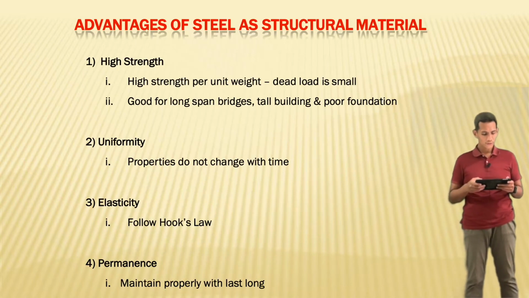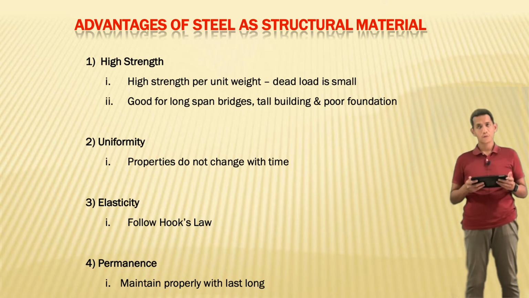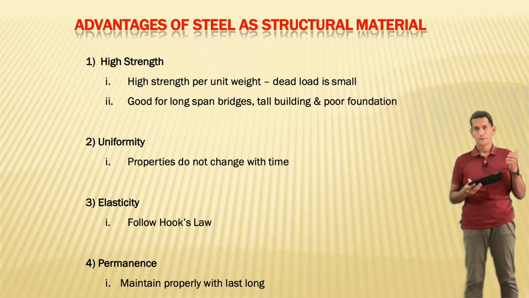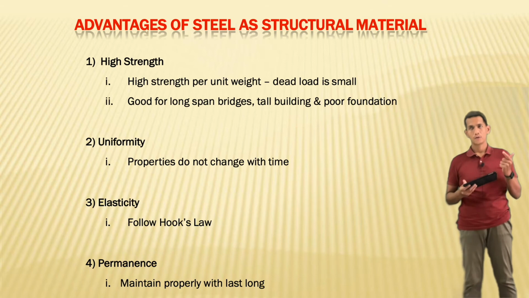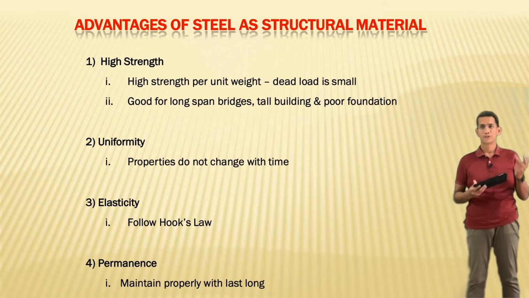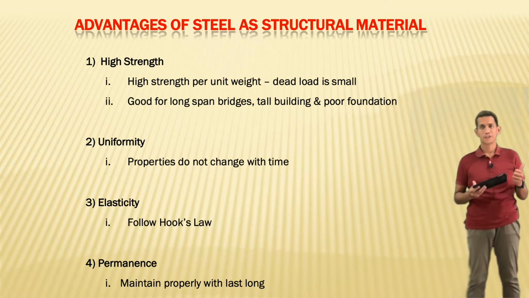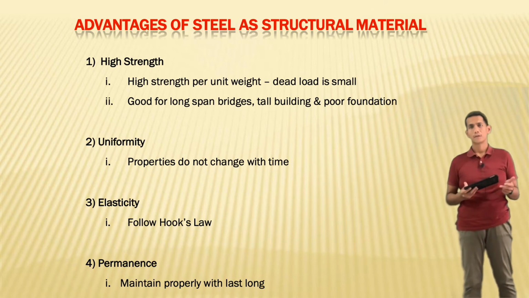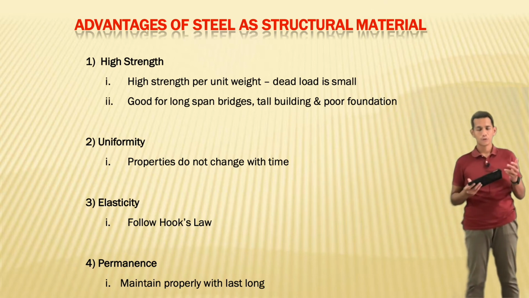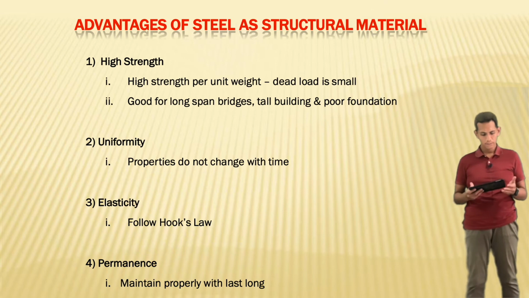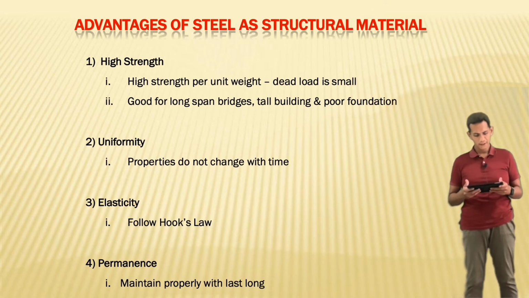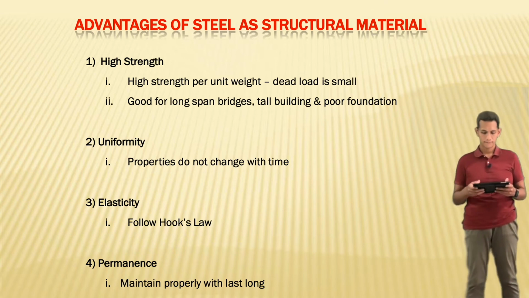Advantages of steel as a structural material. The first one, high strength per unit weight. The dead load is small, so it is good for long span bridges, tall buildings, and poor foundations. Number 2, uniformity. Properties do not change with time. Third, elasticity. It follows Hooke's law. Number 4, permanence. If maintained properly, it lasts very long.